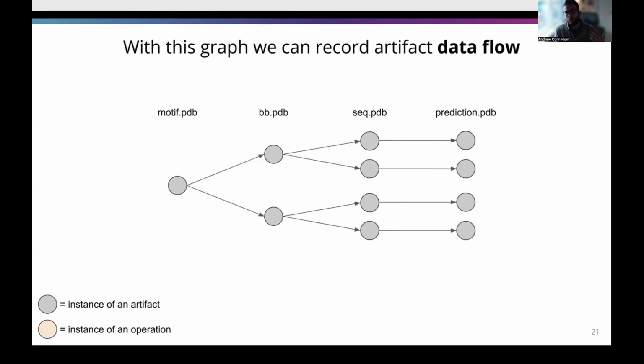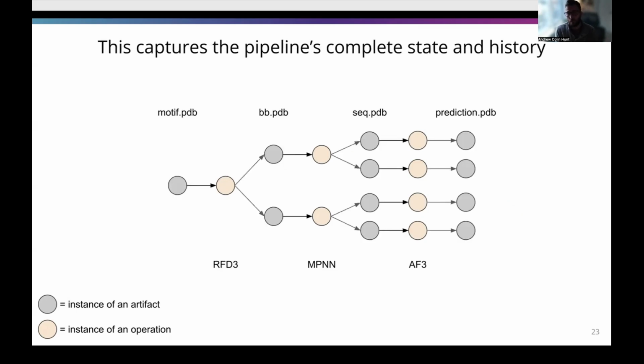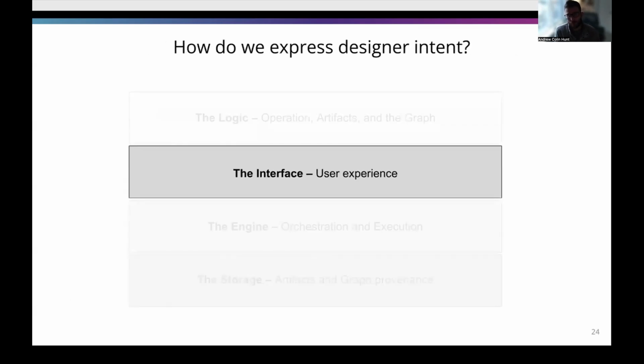From this, we can extract and record the data flow, the relationships between artifacts, and then also the execution flow, which is the relationships between the computations. And once we've captured all of this information, we can have this complete history of the entire process and fully understand its state. So from here, if you can go to the next slide.